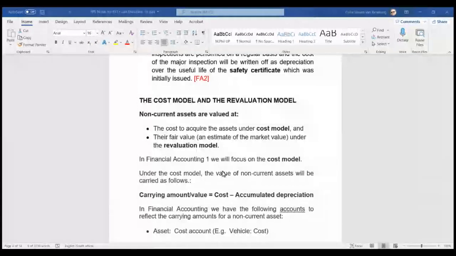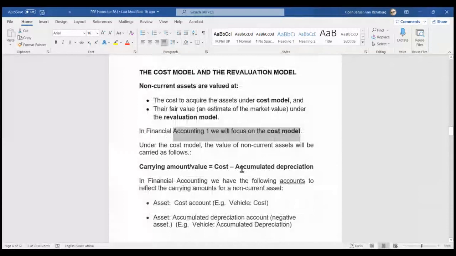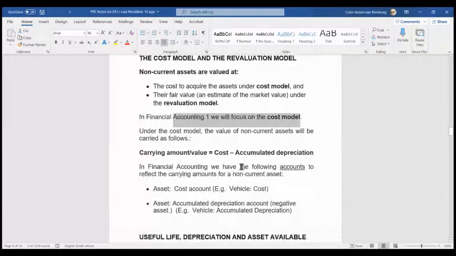In financial accounting two, we're just going to mention again that the revaluation model is very appropriate to property, and we're going to show some of our properties at the revalued amount. Right, ladies and gentlemen, so now we can start looking at depreciation and how we calculate depreciation.